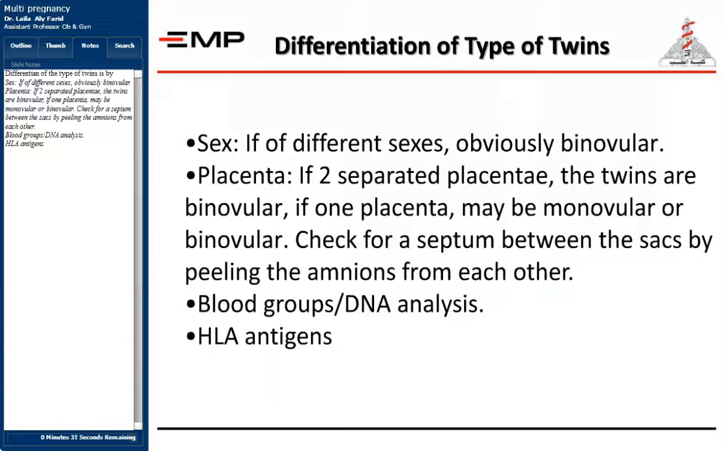Differentiation of the type of twins is by sex. If of different sexes, obviously binovular. Placenta: if 2 separated placentae, the twins are binovular. If 1 placenta, may be monovular or binovular. Check for a septum between the sacs by peeling the amnions from each other. Blood groups, DNA analysis, HLA antigens.